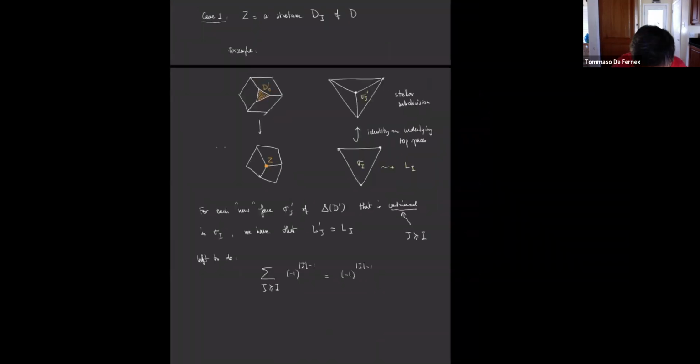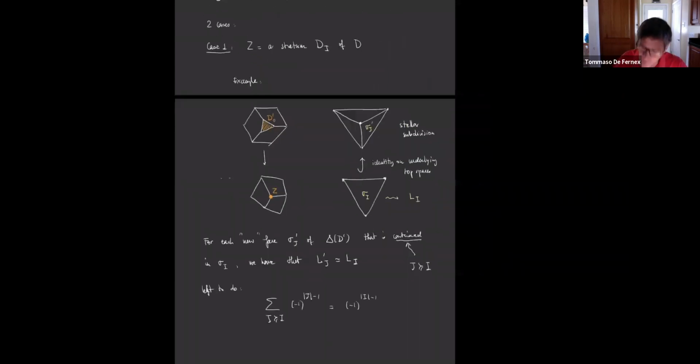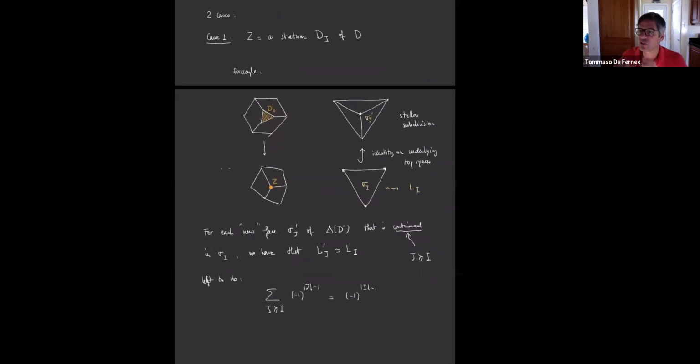So this was the first case, right? This is when I blow up a stratum. So I didn't change the underlying topological space of the dual complex. I just made a refinement of it. And then I just argue that the Euler characteristic is independent of the refinement, or the CW structure, or the simplicial structure of our topological space.